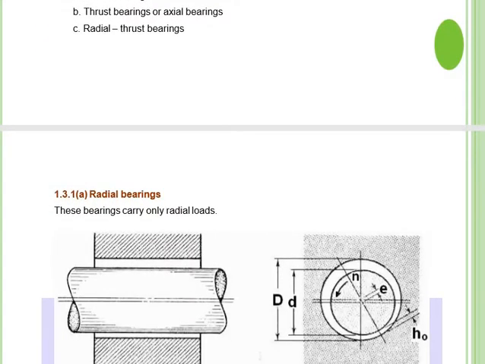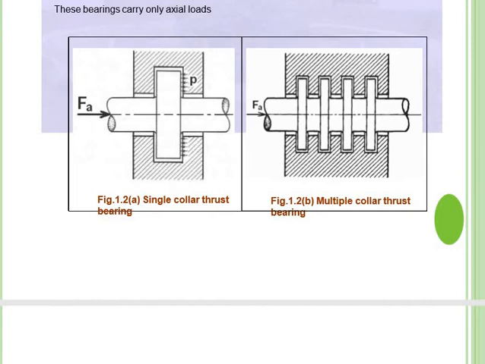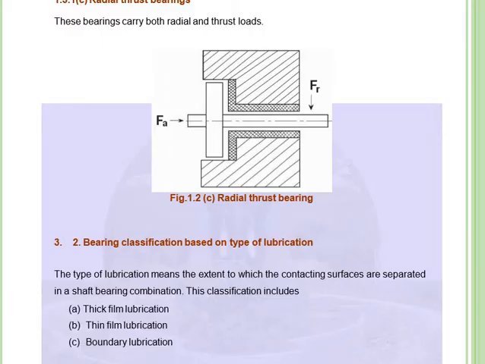I am going to show some figures of how radial bearings are arranged. The shaft is fixed at one end, and at the other end the bearings are arranged. The shaft is rotating. See the eccentricity, H0 and N, the internal bearing diameter and the external diameter; everything is shown. Please observe these bearings properly.